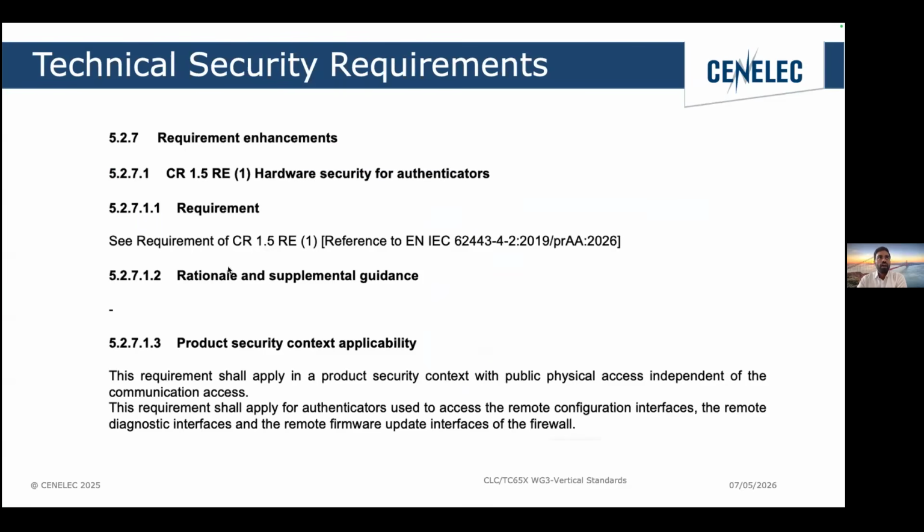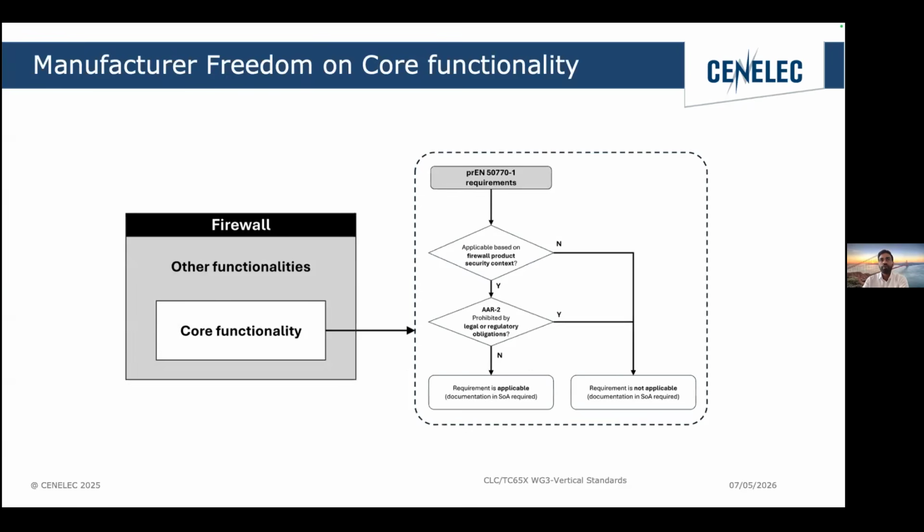So if you go to the technical requirements, you see in the vertical draft a section called product security context applicability. For every requirement, you say that this requirement shall apply to a product security context with public physical access, independent of the communication access, to help the manufacturer choose the context based on this diagram. So this is to give an idea.